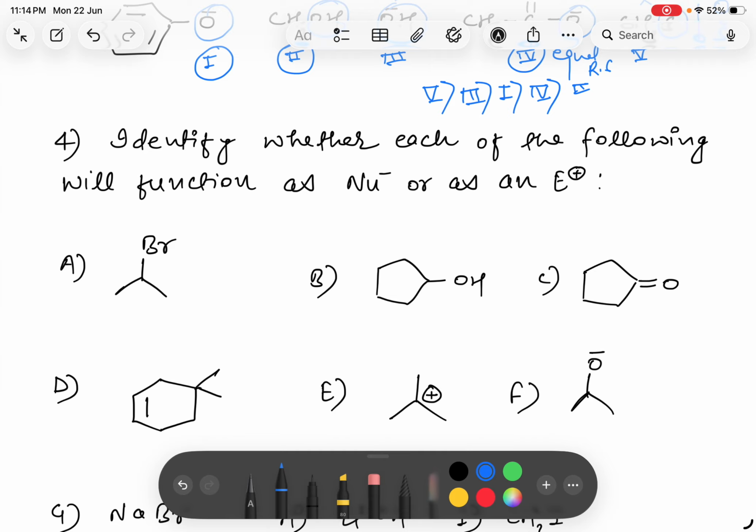Now the next is identifying whether each of the following will function as a nucleophile and electrophile. We have done this already in the class. I said that generally positively charged species act as electrophiles, as well as species with an incomplete octet.